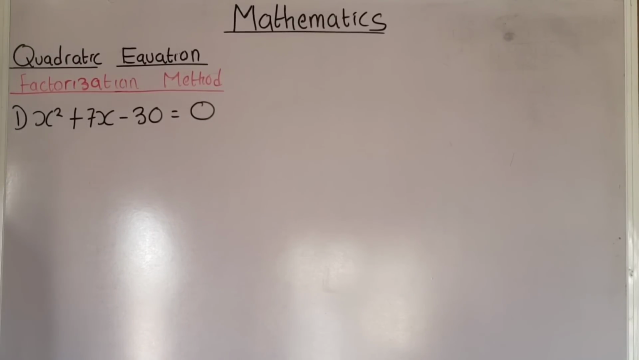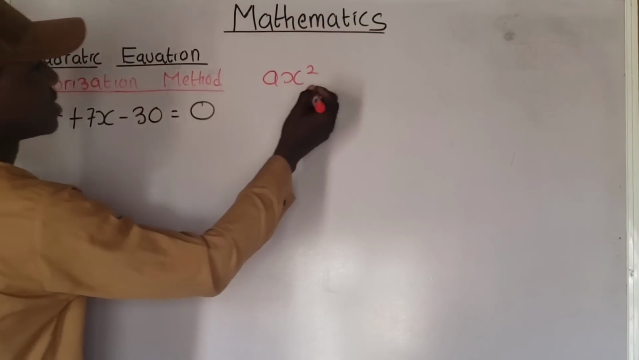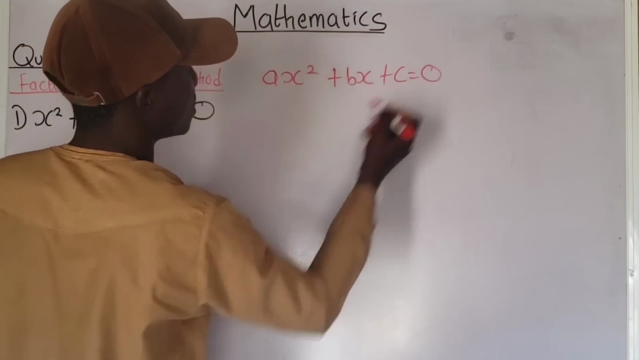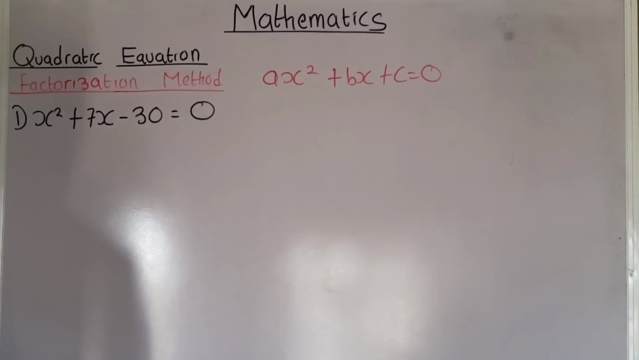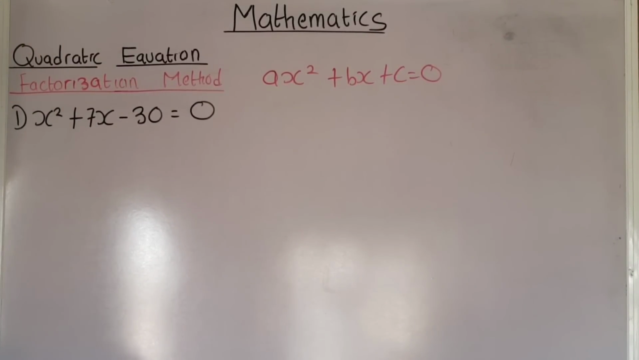In this quadratic equation, the value of a is unity. You understand? Don't forget that in our previous class, I told you that the typical representation of the quadratic equation is this: ax squared plus bx plus c equals to 0. You understand? Now, looking at this quadratic equation, a is what? A is 1, which implies that a is unity.